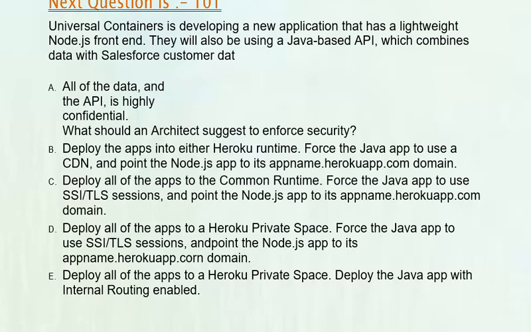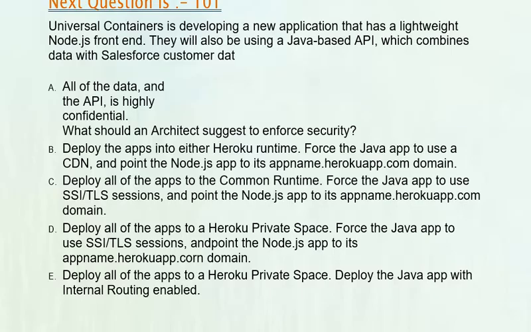Option B. Deploy the apps into either Heroku runtime, force the Java app to use a CDN, and point the Node.js app to its appname.herokuapp.com domain. Option C. Deploy all of the apps to the common runtime. Force the Java app to use SSL/TLS sessions and point the Node.js app to its appname.herokuapp.com domain.